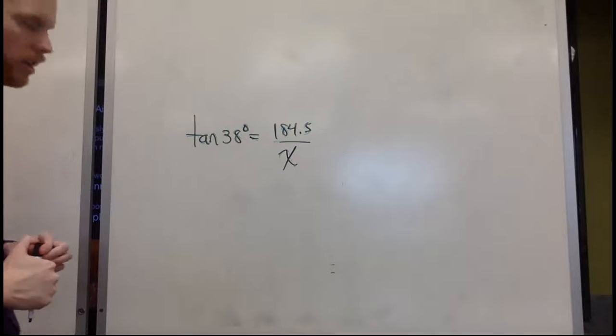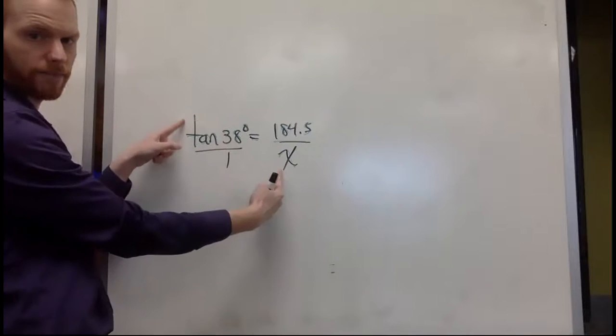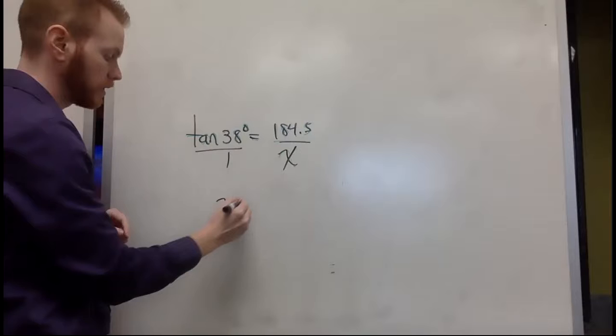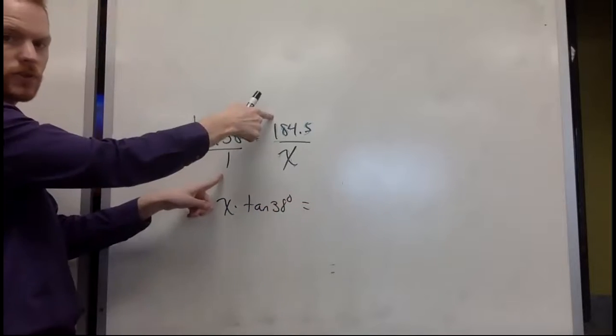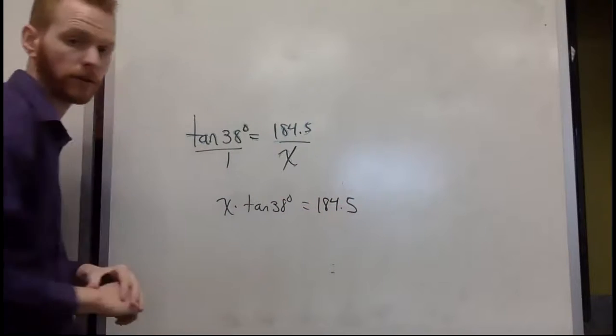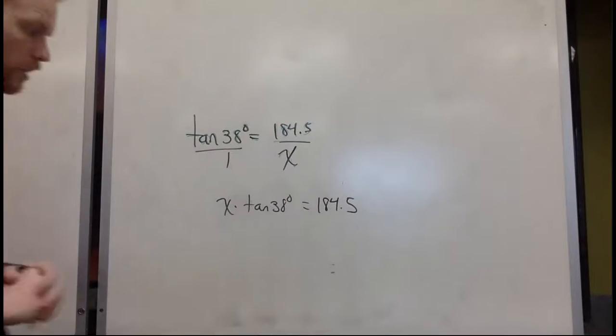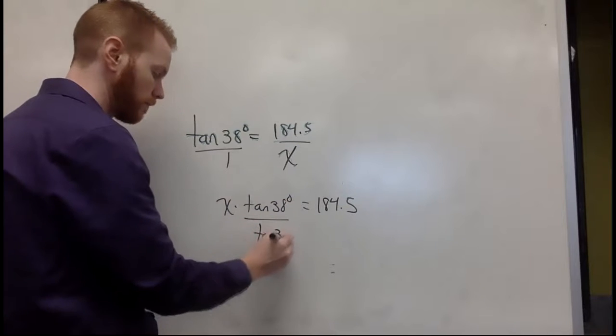Now to solve this, we'll put this over 1. We'll cross multiply. So this would be x times tangent of 38 degrees. And on the other side, 1 times 184.5 is still 184.5. To get x by itself, we're going to divide by tangent of 38 degrees.